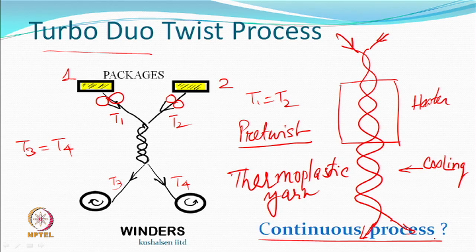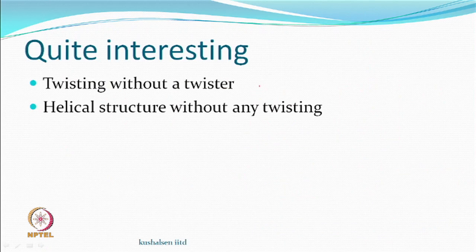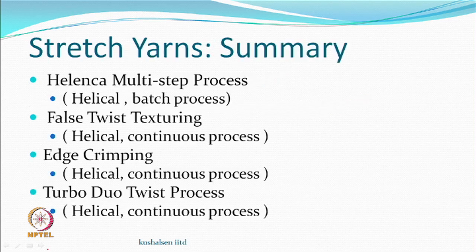One of them was a batch process, and we have seen this. Twisting without a twister, and also we have seen helical structure without even twisting. So let us summarize. Stretch yarns: Helenka multi-step process also gives you a helical structure, but it is a batch process. False twist texturing is a continuous process, it also gives helical structure. Edge crimping also gives helical structure as a continuous process, and turbo duo we just finished also is a helical process. It gives you helical structure.